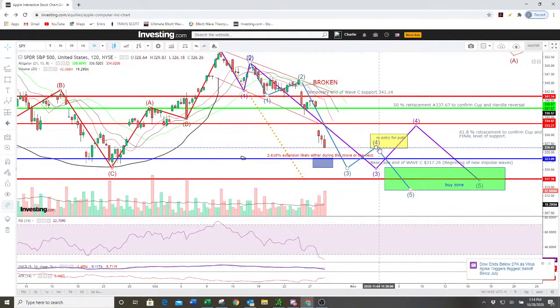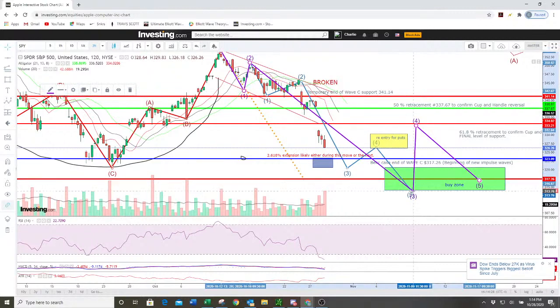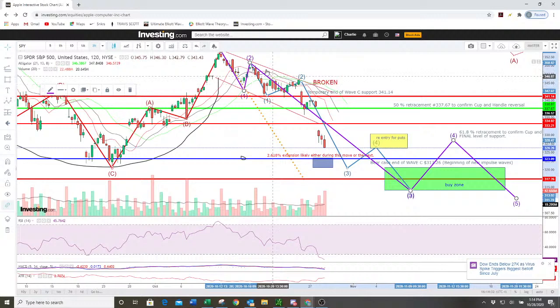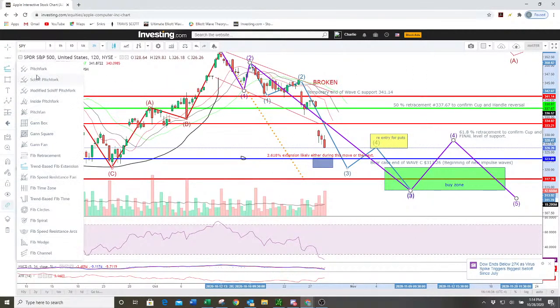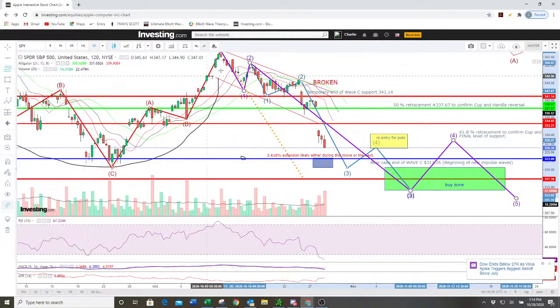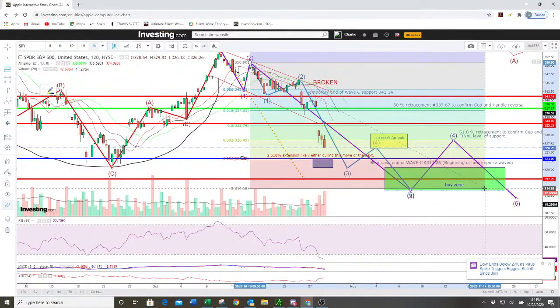That'll help us get back up to this level. Okay? So then this longer wave 3 now gets extended down, and wave 4 gets moved up. Okay, so now we've got to measure this one. What we're looking for here now is an extension of this move, a retracement of this move.